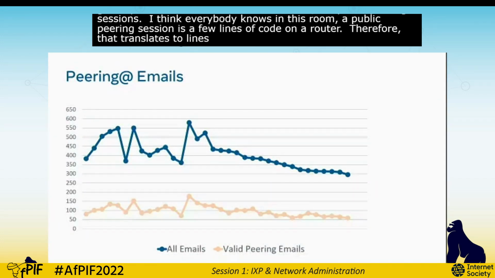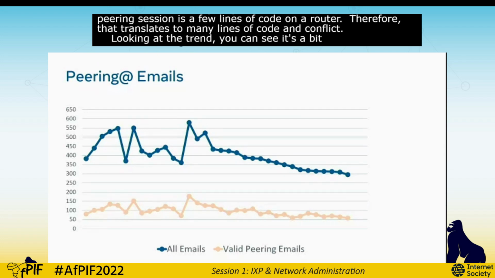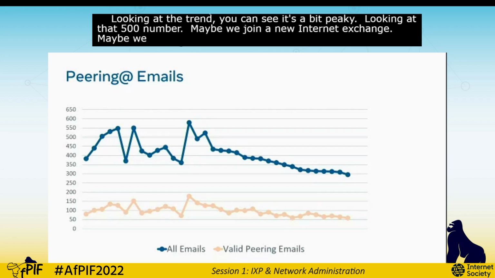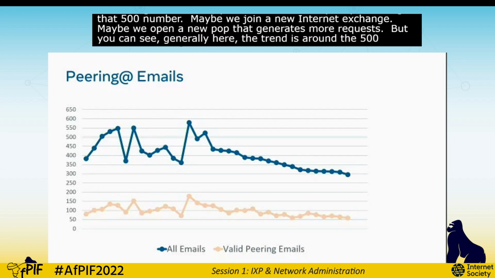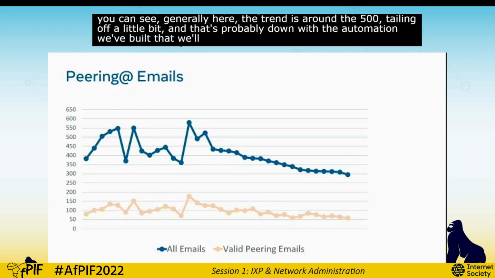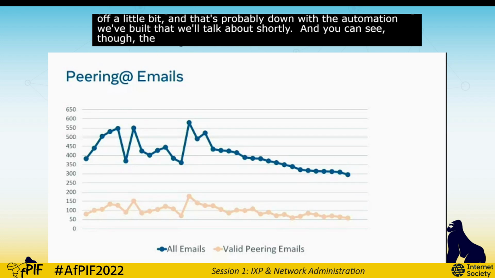And looking at the trend, you can see it's a bit peaky, looking at that 500 number. Maybe we join a new internet exchange, maybe we open a new POP, that generates more requests. But you can see generally here, the trend is around the 500, tailing off a little bit, and that's probably down to the automation we've built that we'll talk about shortly. And you can see, though, the number of valid requests stays pretty consistent, the lower line.